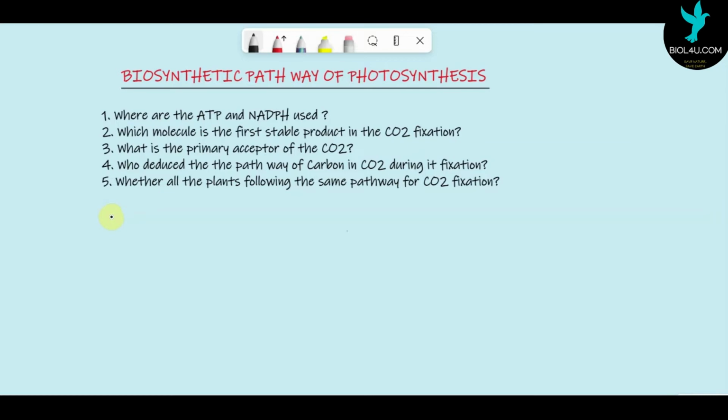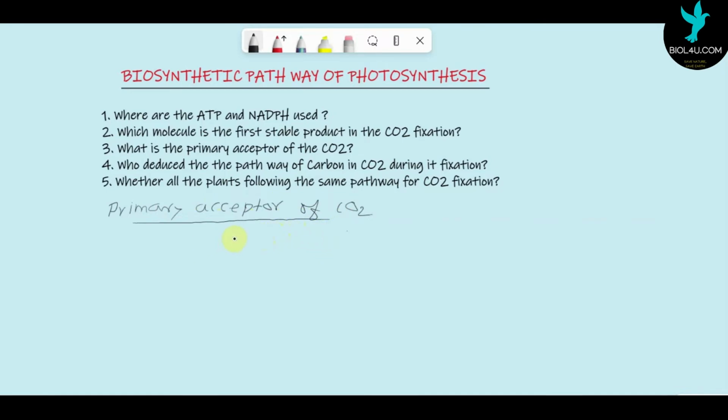After very painstaking experiments, scientists discovered the first chemical that absorbed, or fixed, carbon dioxide. So the primary acceptor of carbon dioxide. Primary acceptor means the first acceptor of carbon dioxide. It was very difficult to find out which molecule first accepts the carbon dioxide.